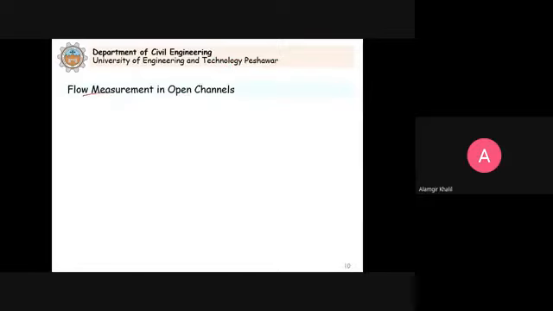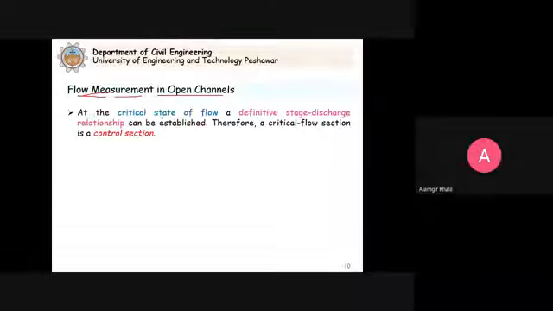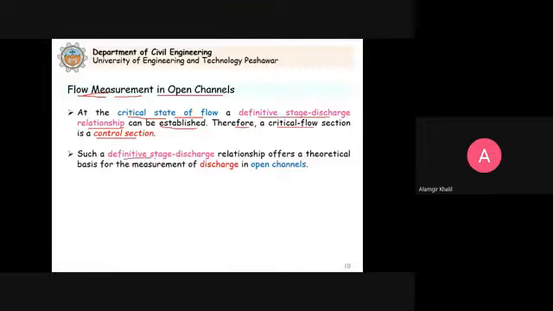Now we discuss flow measurement in open channels. Remember that we have different devices that can be used to measure the discharge in an open channel, but as per your syllabus, we will only focus on two devices. Clear? So what are those two devices that we are going to study in this topic? At the critical state of flow, a definitive stage discharge relationship can be established. As I already said, therefore, a critical flow section is a control section. Such a definitive stage discharge relationship offers a theoretical basis for measurement of discharge in open channels.